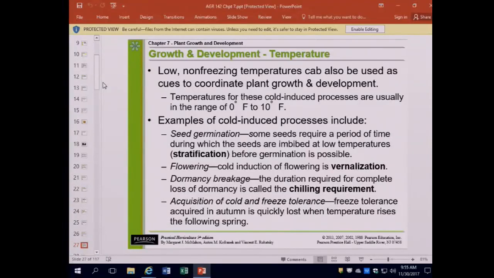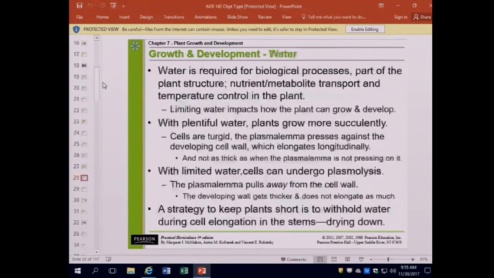And that's a result of the vernalization, or the excessive chilling requirement, which causes a cold induction, producing that flower. All right, the next thing that we need to talk about as we talk about growth and development is water. Water is a key component in the growth of all plants. Depending upon the type of plant, more than half, sometimes as much as 90% of a given plant is water.